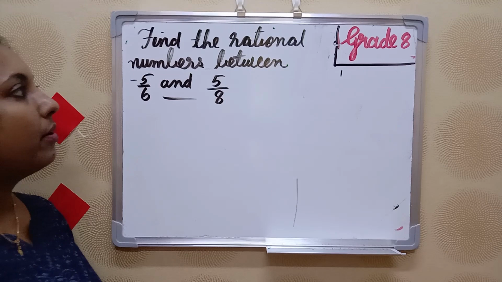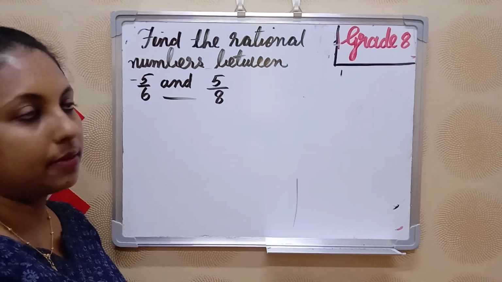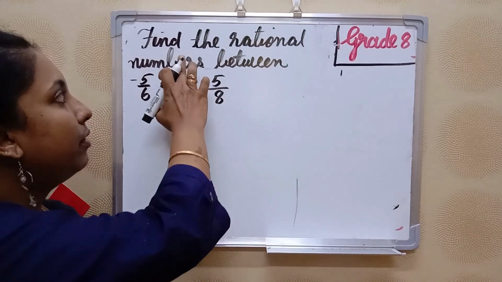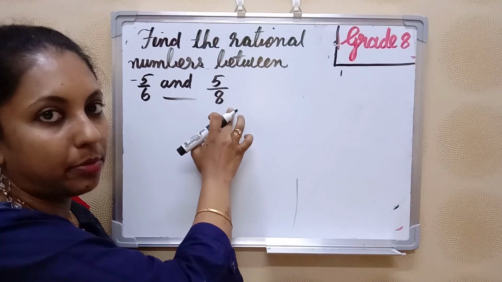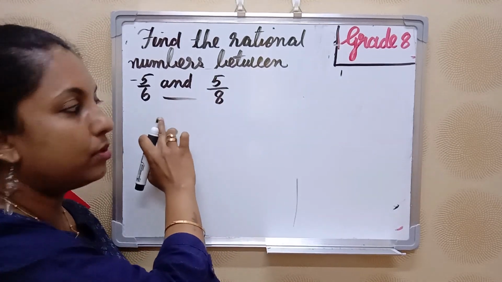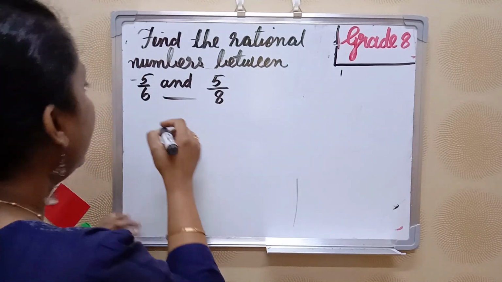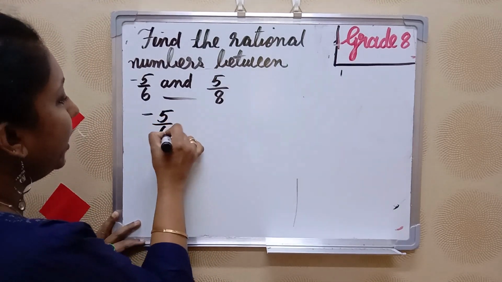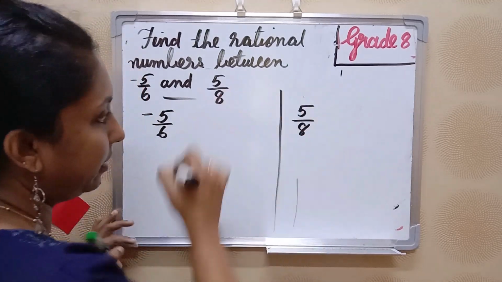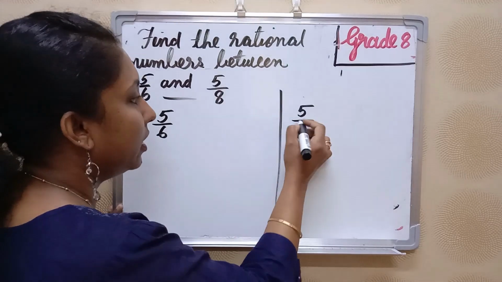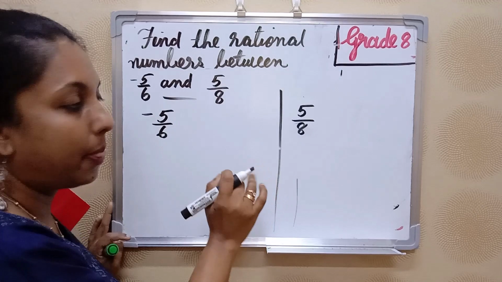Next topic is how we can find the rational numbers between any two rational numbers. Let us check. Find the rational numbers between minus 5 by 6 and 5 by 8. First, you have to convert these rational numbers to the same denominators. Here in minus 5 by 6, the denominator is 6. And in 5 by 8, the denominator is 8. So we have to make 6 and 8 the same denominator.